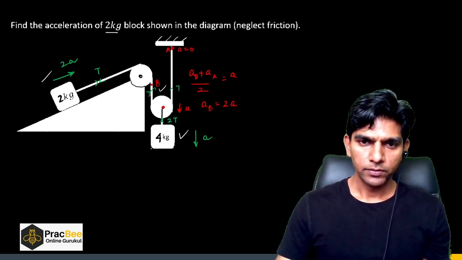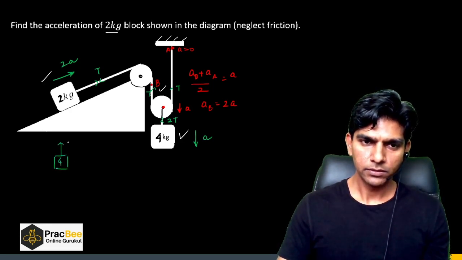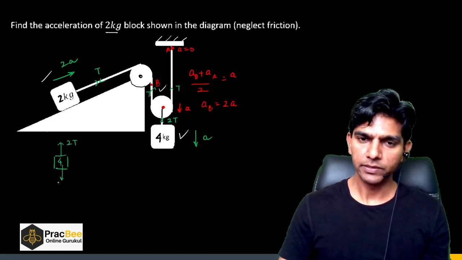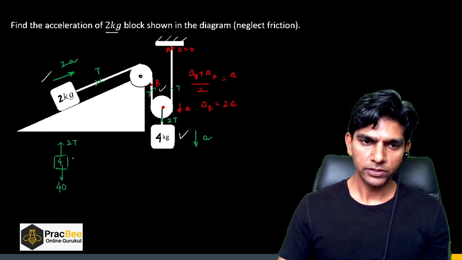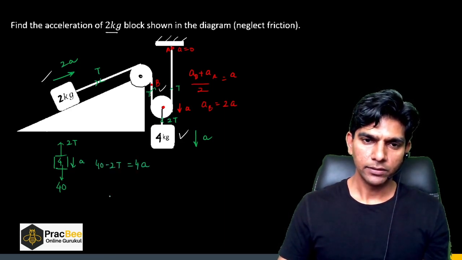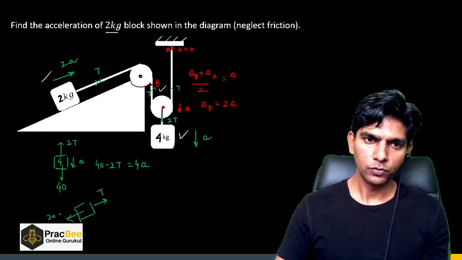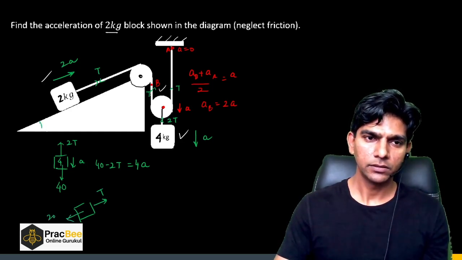So if I draw the free body diagram of the 4 kg block, there is a 2T tension acting in the upward direction. There is a gravitational force; I'm taking g as 10, so 40 Newton is acting in the downward direction. Acceleration is a. So 40 minus 2T equals 4 times a. And if we draw the free body diagram of the 2 kg block, there is a tension T in this direction. There is a weight component which is 20, and let us say this angle is given as 30 degree, right?